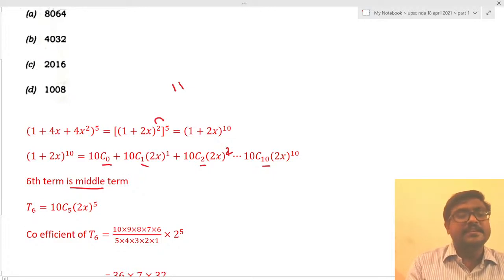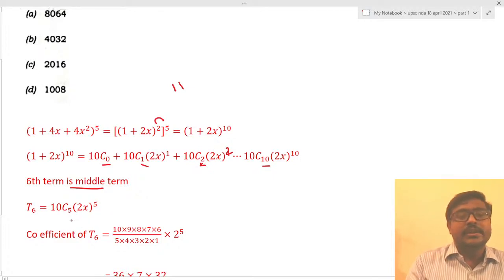In the first place, here 0 will be there. Second place, here 1 will be there. In the third place, 2 will be there. Here 2x power 3. Whatever the power value comes here, the same power will be on 2x. So that T6 will be 1 value less for r. So 10C5. Here 2x whole power 5, right? Since in the third place 2 occurs, in the 6th place 5 occurs.